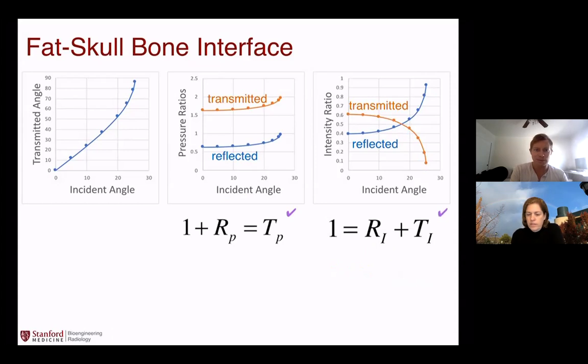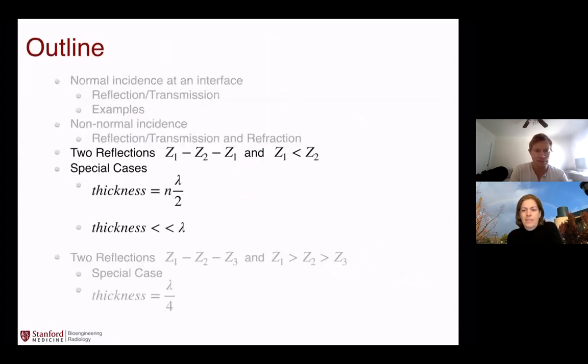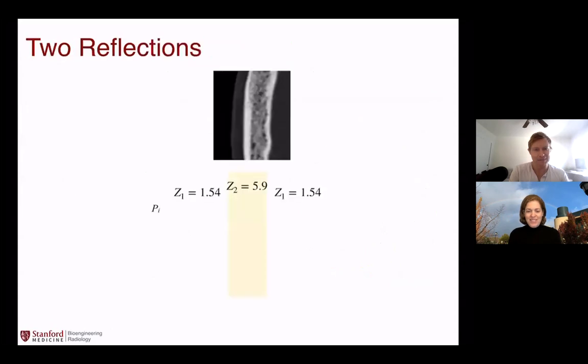Okay, so where are we going? We've talked about a single interface, and now we're going to get to something really interesting, two interfaces. That's where we're going to have two reflections. And so this is going to be more like what we have with the skull. And here's a little picture of the skull.